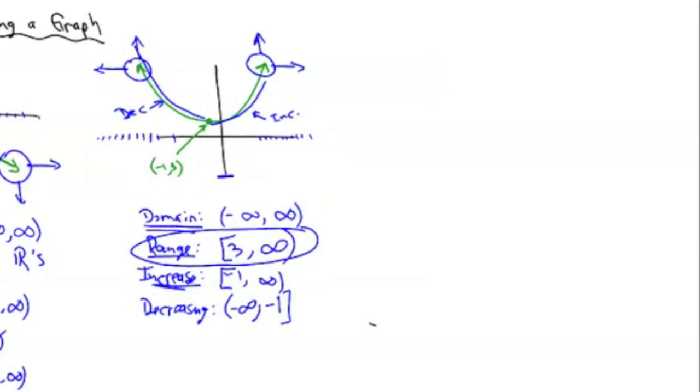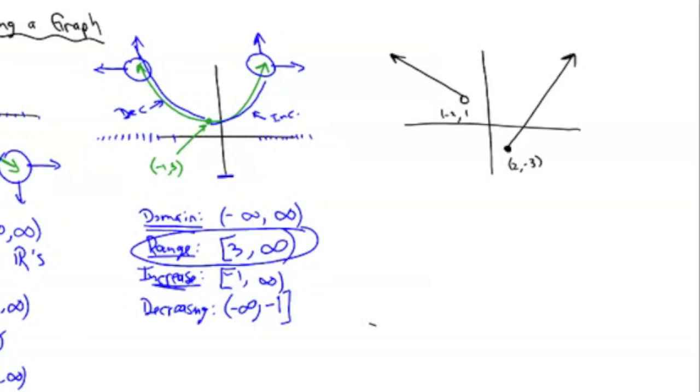So far, so good? All right, let's make it worse. Those are the coordinates of the closed circle and the open circle. This is a piecewise function. There's different domains for different functions here.